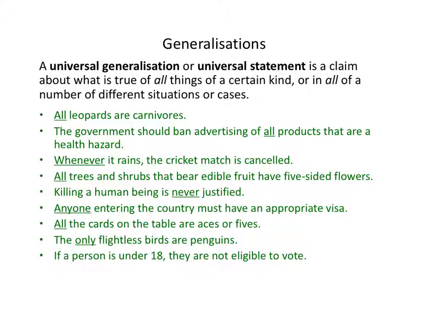Anyone entering the country must have an appropriate visa. All the cards on the table are aces or fives. The only flightless birds are penguins. In other words, all birds that are flightless are penguins. That happens to be a false generalisation, but never mind. And finally, look at this one. If a person is under 18, then they're not eligible to vote. That's a general claim because it's not talking about any particular person, it's talking about all people under 18 and saying none of them are eligible to vote.